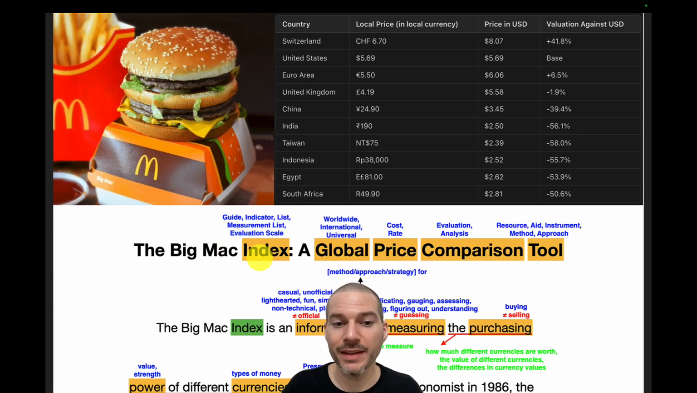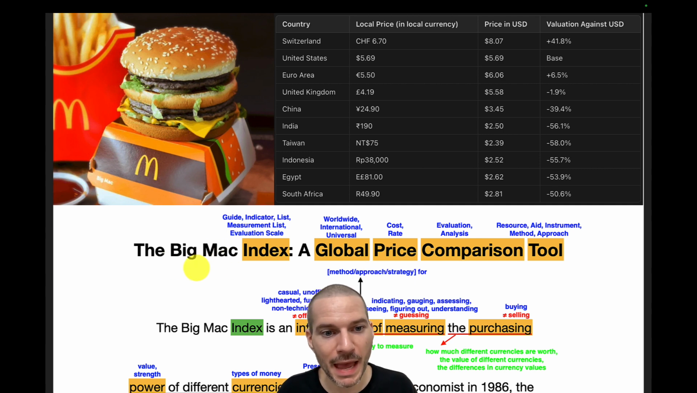The Big Mac Index, a global price comparison tool. The Big Mac, and of course this is the Big Mac, McDonald's most famous hamburger. Index, you can say guide, indicator, list, measurement list, or evaluation scale. And this is the index right here. So let's talk about it.